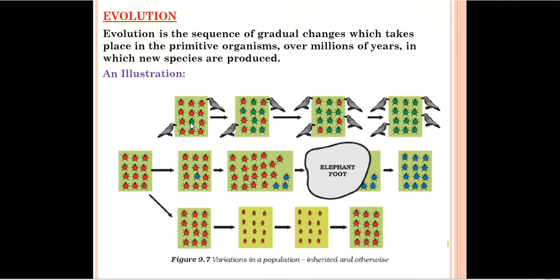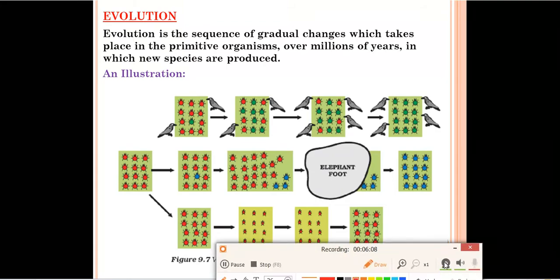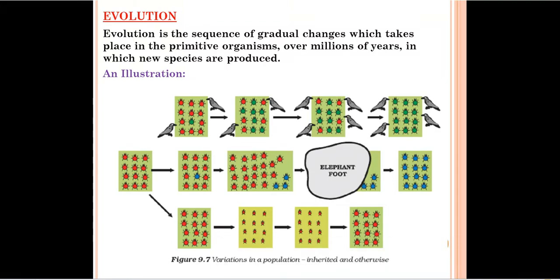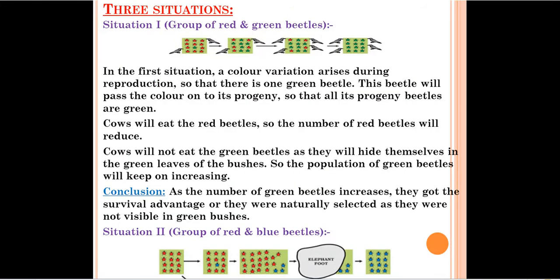In the first situation, you can see one green beetle over there. In situation 2, one blue beetle can be seen, and in the third situation, all the beetles were of red color. So one by one we will compare all the three situations in the next page. First of all, you have to remember that 12 red beetles were present over there. Now we will continue with the first situation.